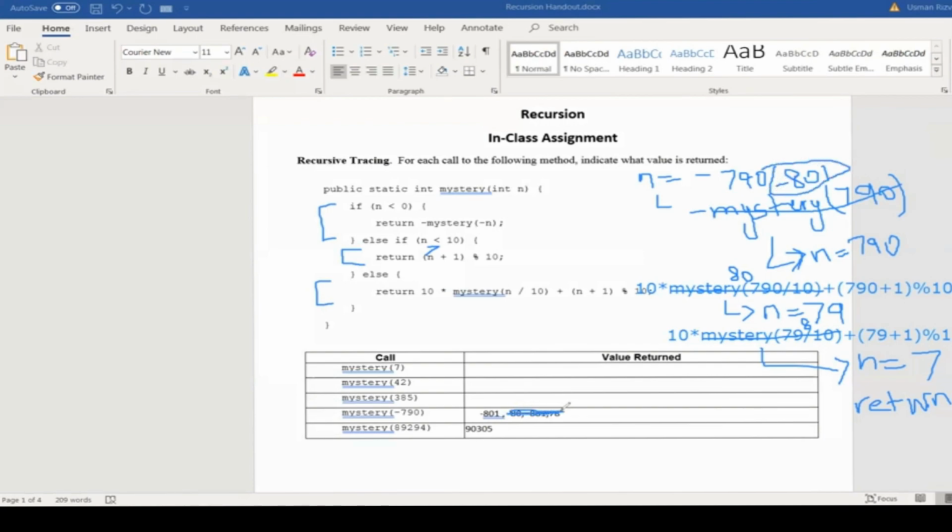Answer is negative 801. I'm not going to do the last one. It's the same concept. So if you were able to find your mistake in here, you'll be able to do the last one. Let's move on to the next one.